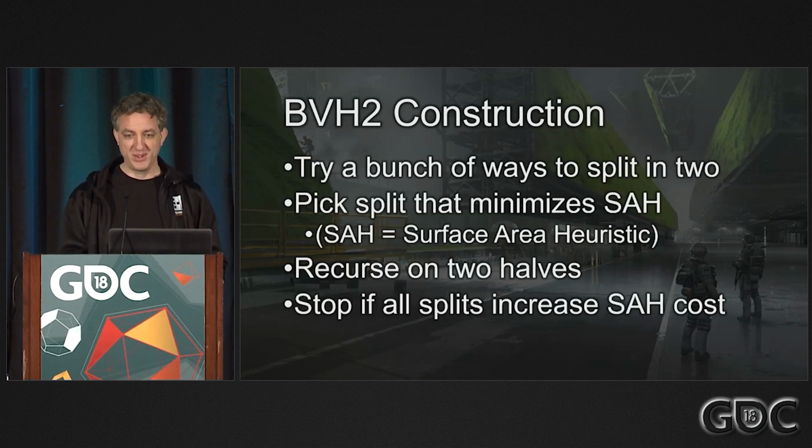So how do you build a 2-way tree? Basically, you just try a bunch of ways to split all of your boxes into 2 sets of boxes. Then you evaluate them based on some heuristic. We use the surface area heuristic like everybody in the world. And then you recurse on the 2 halves, and stop once the cost of a split exceeds the cost of not splitting.